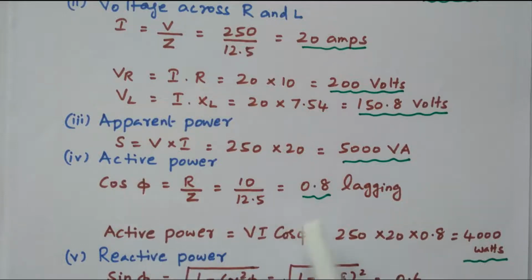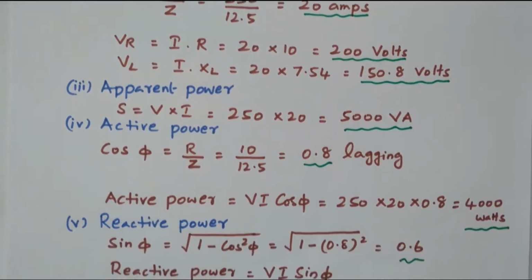Now cos phi is calculated, so we can find the active power, that is equal to VI cos phi. V is 250, I is 20 ampere, cos phi is 0.8. By simplifying this we got 4000 watts. The unit for active power is watts, 4000 watts. Now we will find the reactive power.